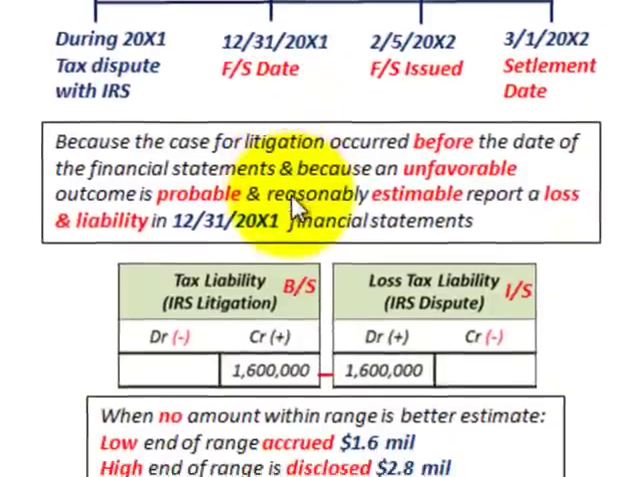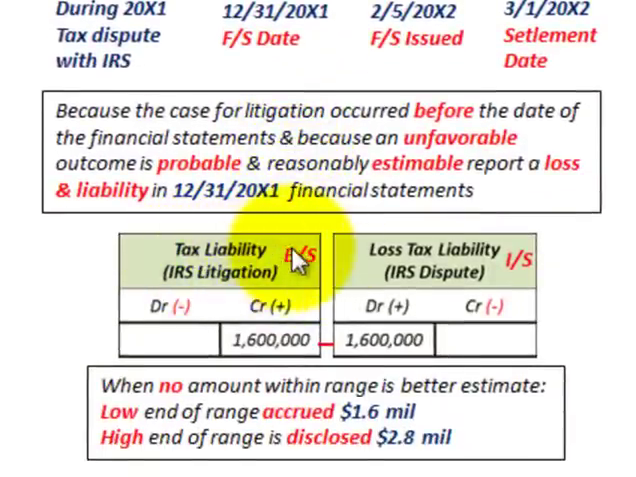So on our balance sheet, we'd have to record a tax liability for this IRS litigation and credit it for $1,600,000. Then we record a loss on our income statement for this tax liability, debiting it for $1.6 million. Why did we use $1.6 million? When no amount within the range is a better estimate, the key is you use the low end of the range, you accrue it, in this case at $1.6 million, and the high end of the range is disclosed on our financial statements at $2,800,000.